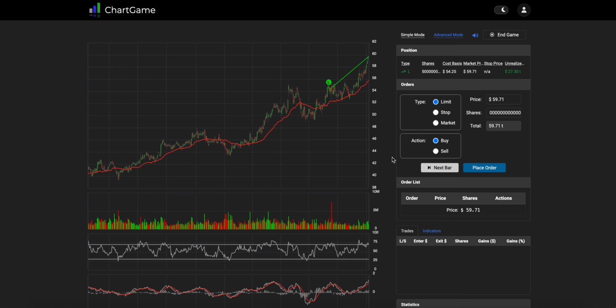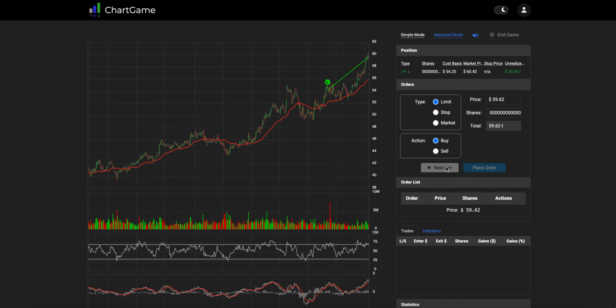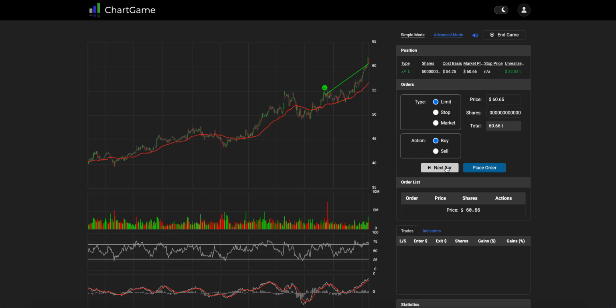So I'm actually going to run this for a few more just to see if it can pop higher. I'll place a stop. Okay, so now the high 62. All right, so cool, hit it.